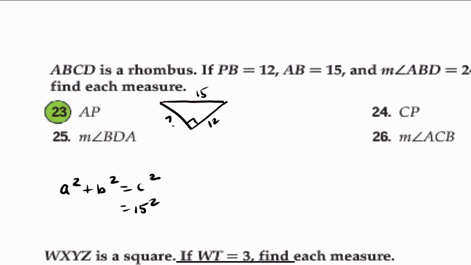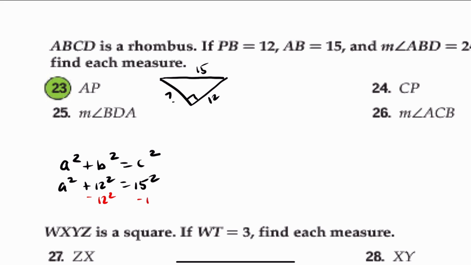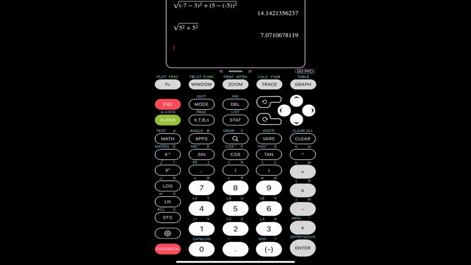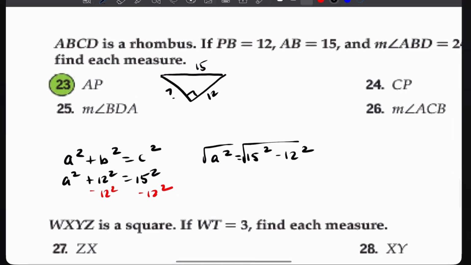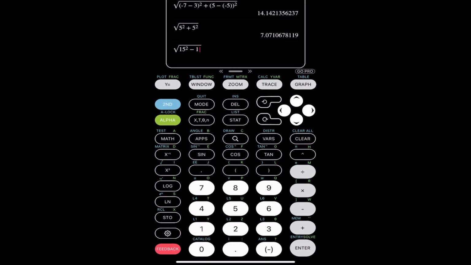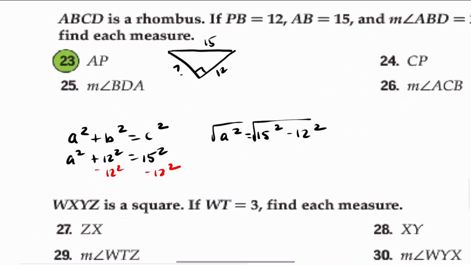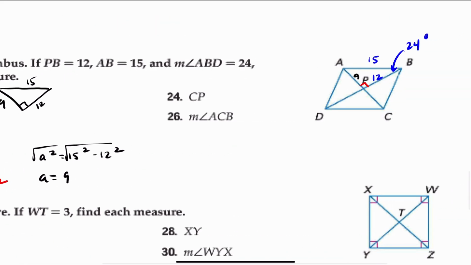So I put 15 squared here. And then a can either be this or this. It doesn't really matter. I'll just call it a squared plus 12 squared. Then I'm going to subtract 12 squared on both sides, so that gives me a squared equals 15 squared minus 12 squared. Take the square root. 15 squared minus 12 squared gives me 9. So a is 9, and that is how long AP is.